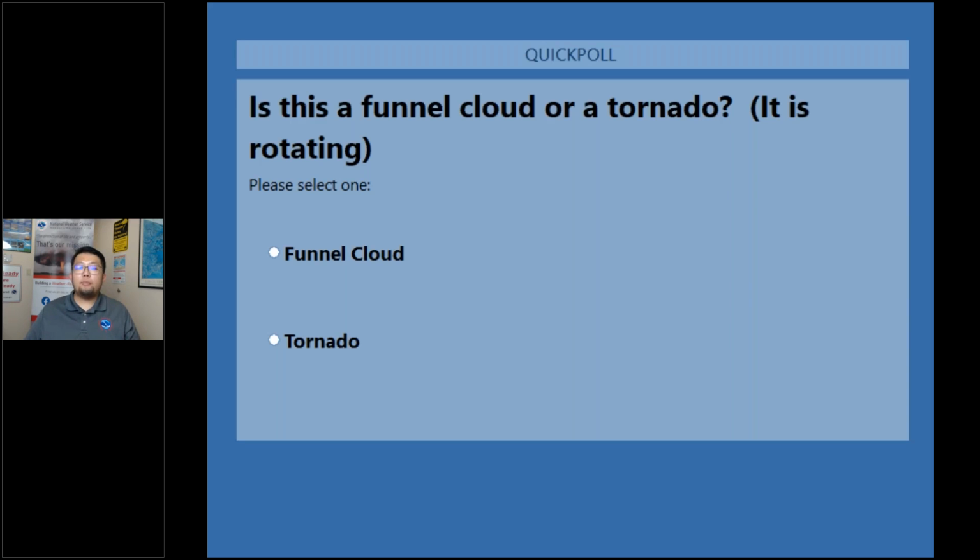Give it a little bit of time. You have to pay very close attention to everything. Remember what you learned here. And this is a trick question. This is a tricky question. So I'll give it a couple more seconds. Tornado or a funnel cloud. All right, and I'll go ahead and close it.